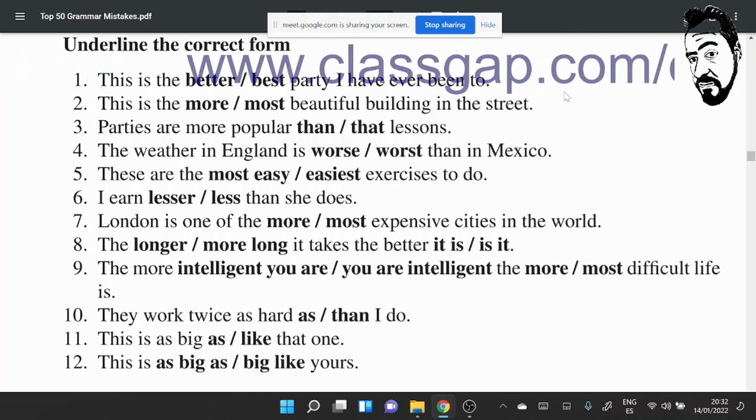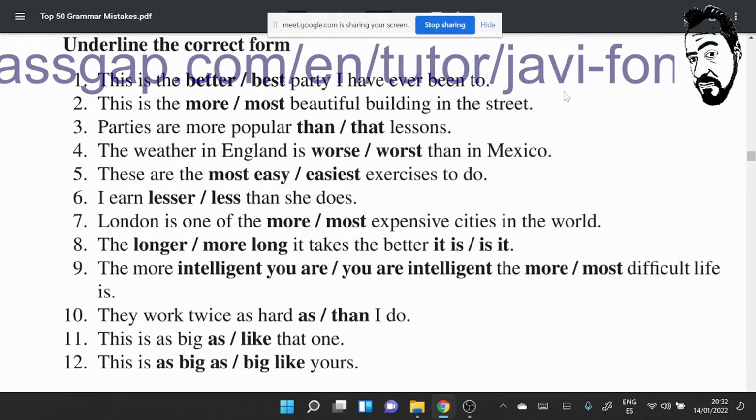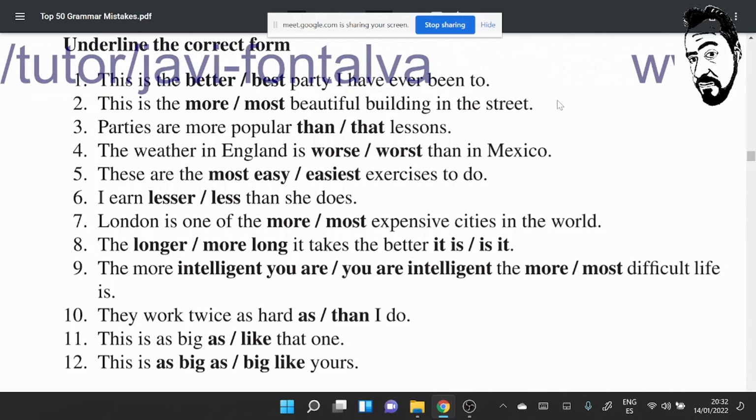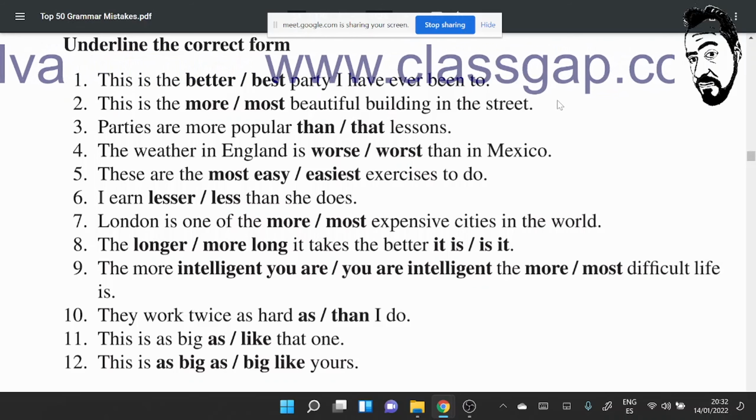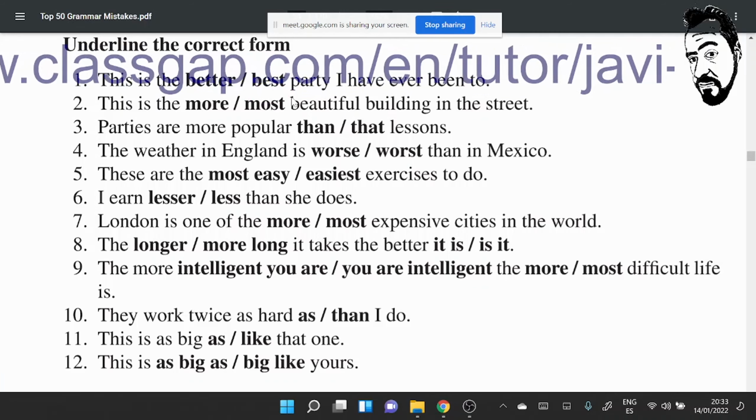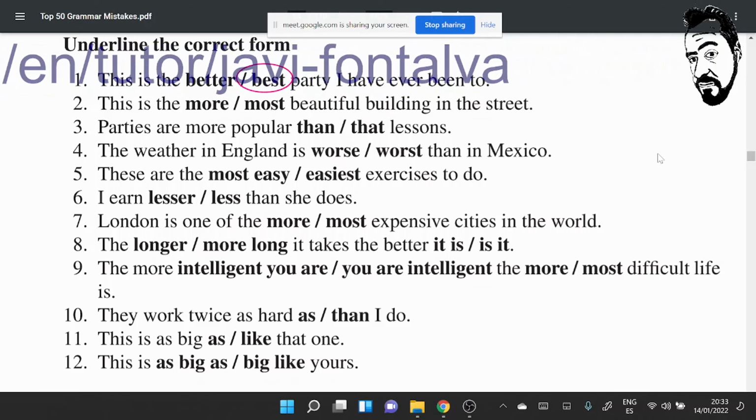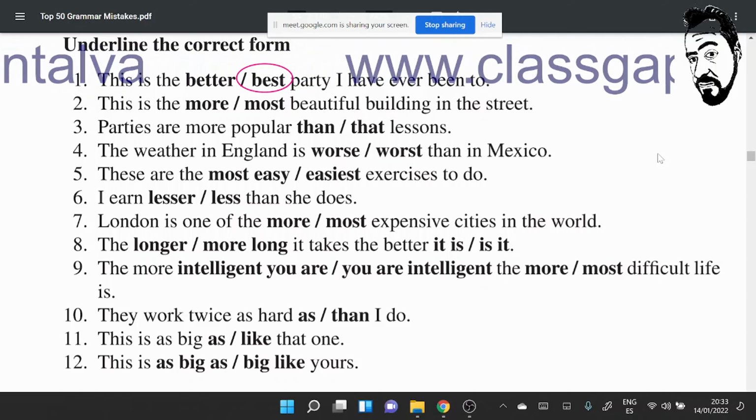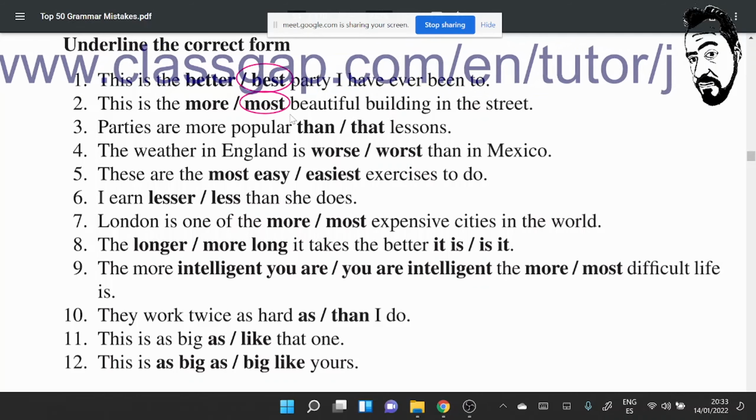Yes? Okay. So here you have to choose the best option. Number 1. This is the best party I have ever been to. Yes, of course. The best party. Number 2. This is the most beautiful building in the street. Perfect.